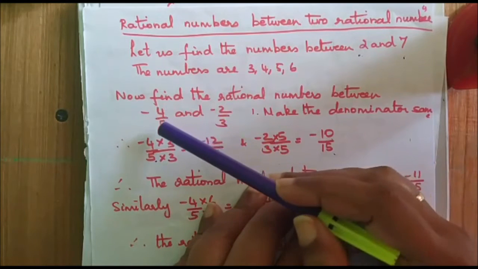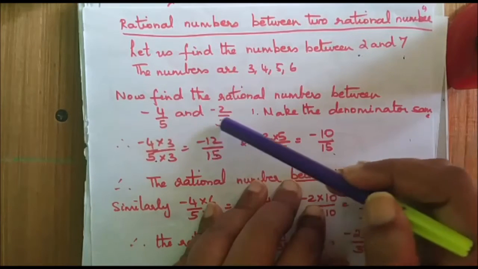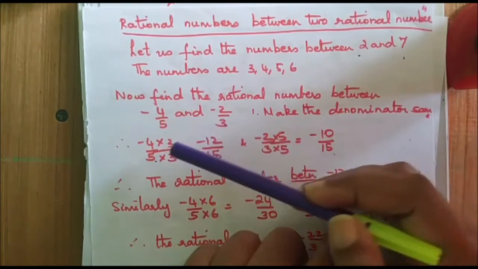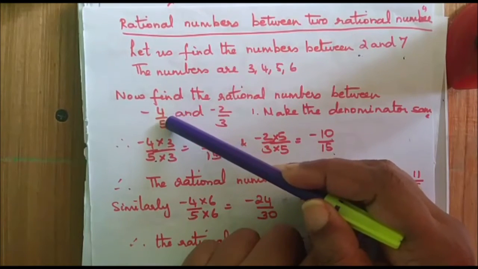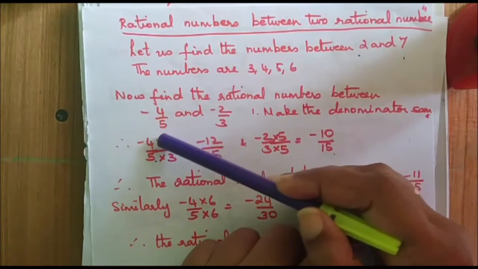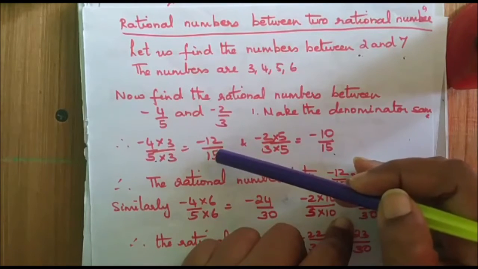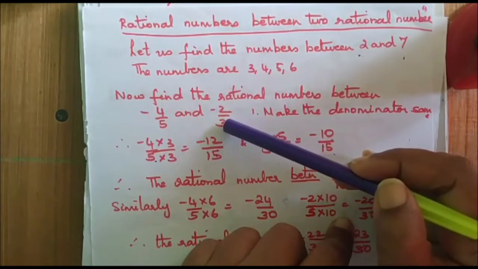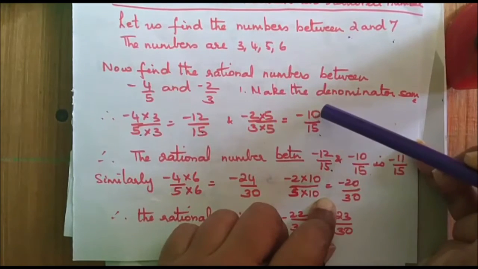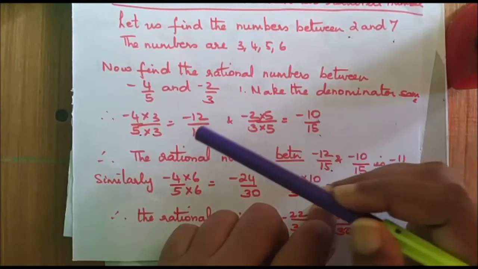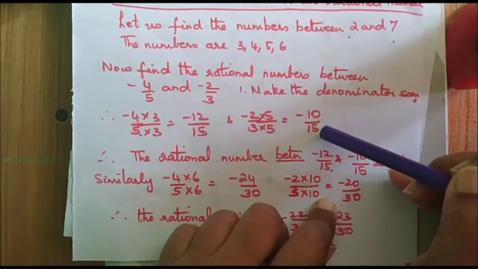How can I do it? I will multiply 5 by 3 and 3 by 5. In that way, I will have the same denominator. Okay. So, when I multiply the denominator by 3, I should also multiply the numerator by 3. So, -4 into 3 by 5 into 3 is -12 by 15. Similarly, in the case of -2 by 3, I multiply -2 by 5 and 3 by 5, I get -10 by 15. Now I get two rational numbers -12 by 15 and -10 by 15.